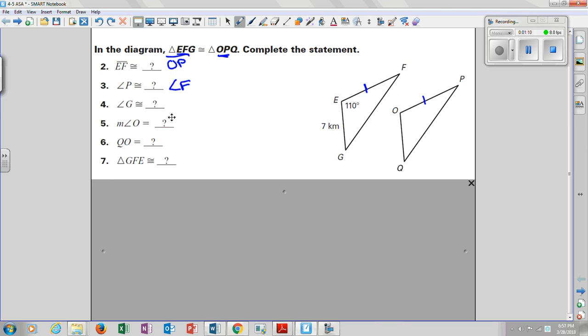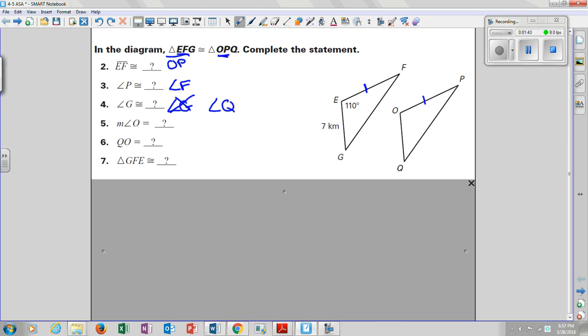Number 4, this is where I got confused because I saw a lot of answers that said angle G. Now when I look at this, angle G congruent to angle G, well, that's true, but it's not going to make sense with what we're talking about. We're making this angle congruent to some angle from this triangle, which would make it angle Q. Angle G is not correct. It's got to be angle Q.